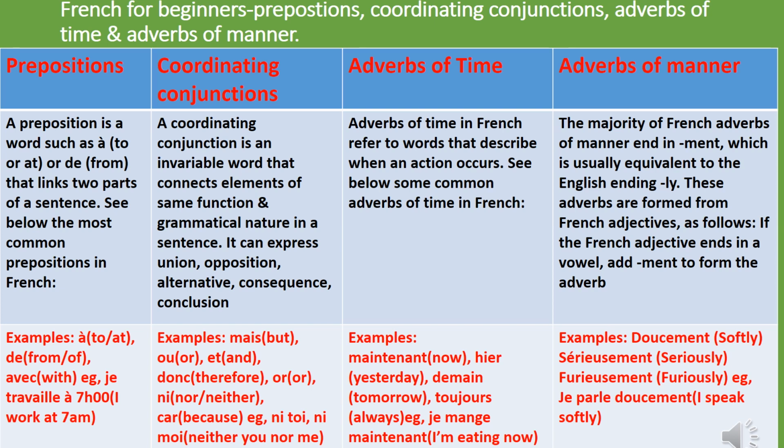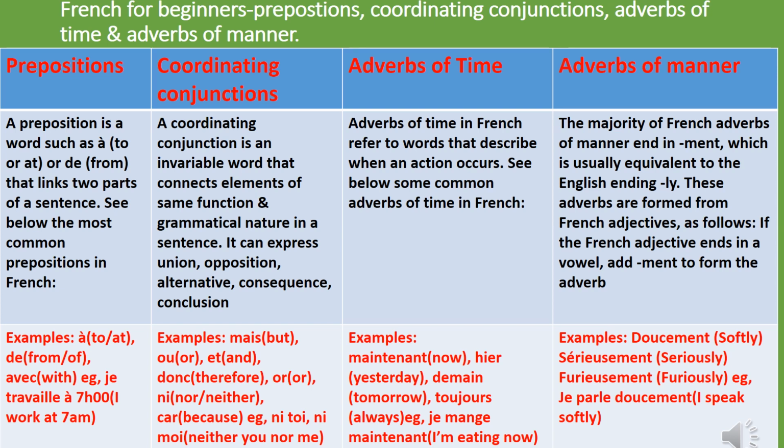So such as à with the grave accent, it can mean to or at. The next preposition is de, which can mean from, or it can also mean of. And the preposition actually links two parts of a sentence. See below the most common prepositions in French.